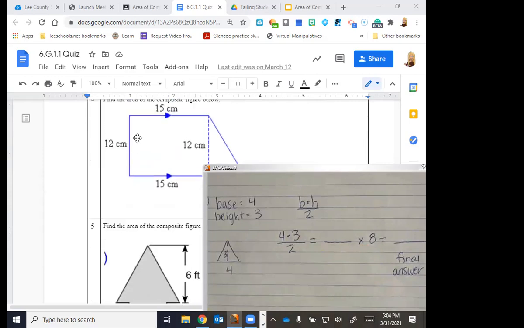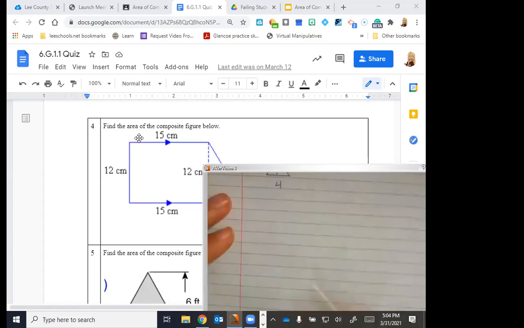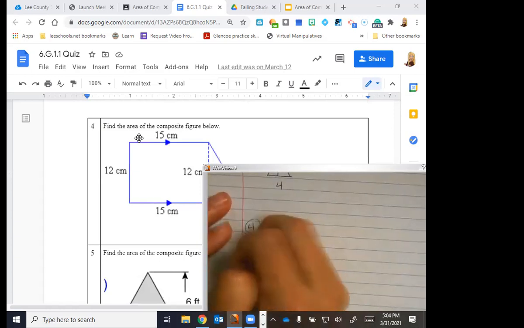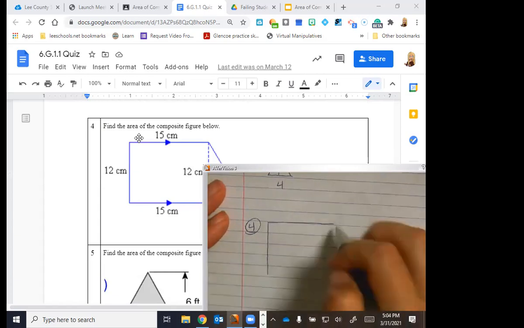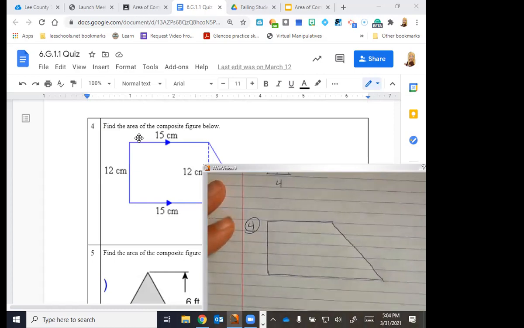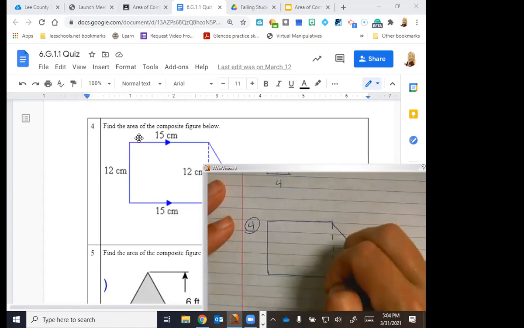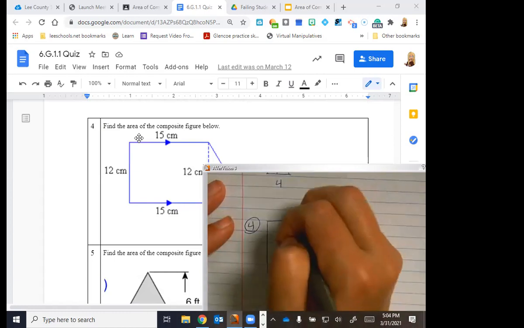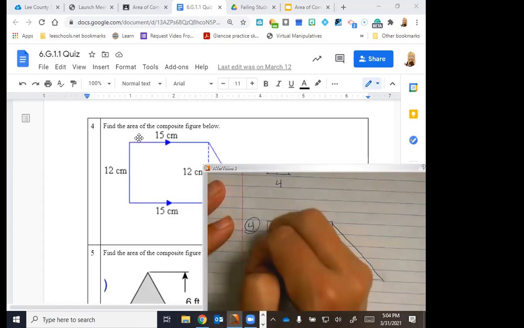All right, we're ready for question number 4. Rocking and rolling. Question number 4, they have pretty much already shown you in the picture where you should be dividing or decomposing this shape. So this is an irregular shape, right? It's composed of a rectangle and a triangle. And in the picture, they show you that the top is 15 centimeters. The left is 12 centimeters.